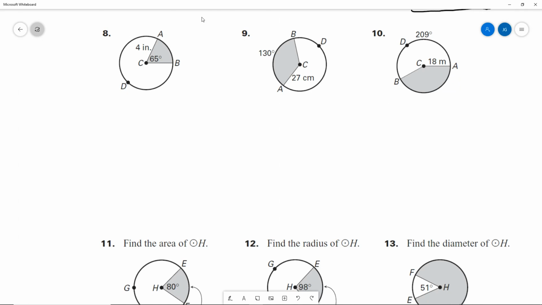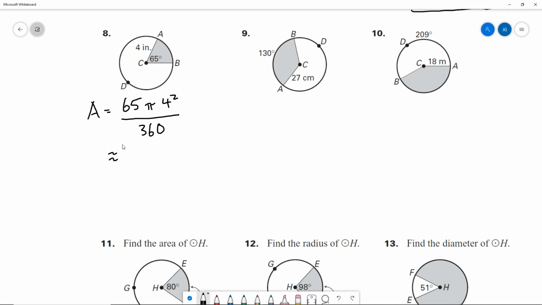All right, back to 8 through 10. We're back to using the standard formula for area. So in this case, our area from number 8 is going to be 65, which is our theta for the circle, times pi, times 4 squared. That's going to be our r squared. That's going to be all over 360.